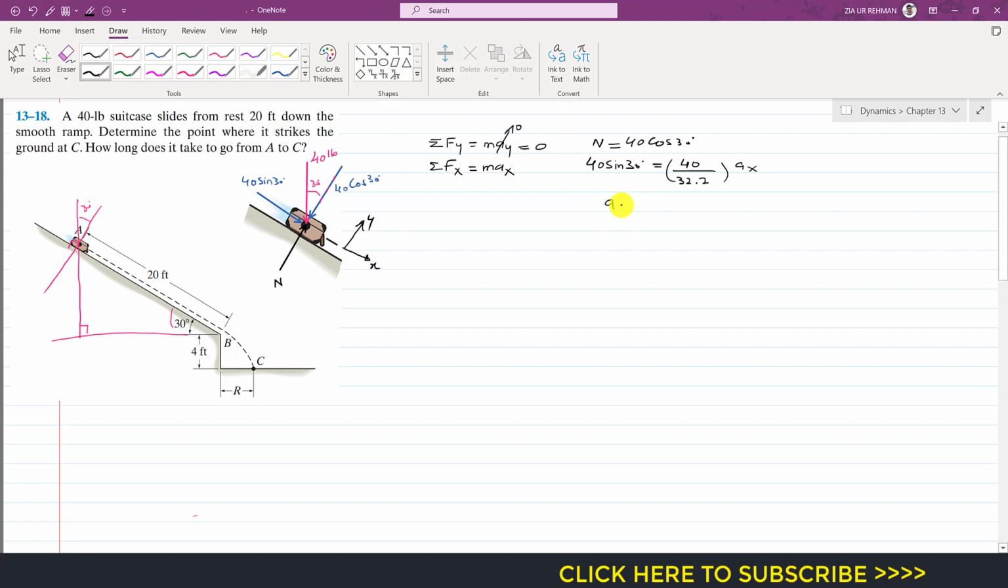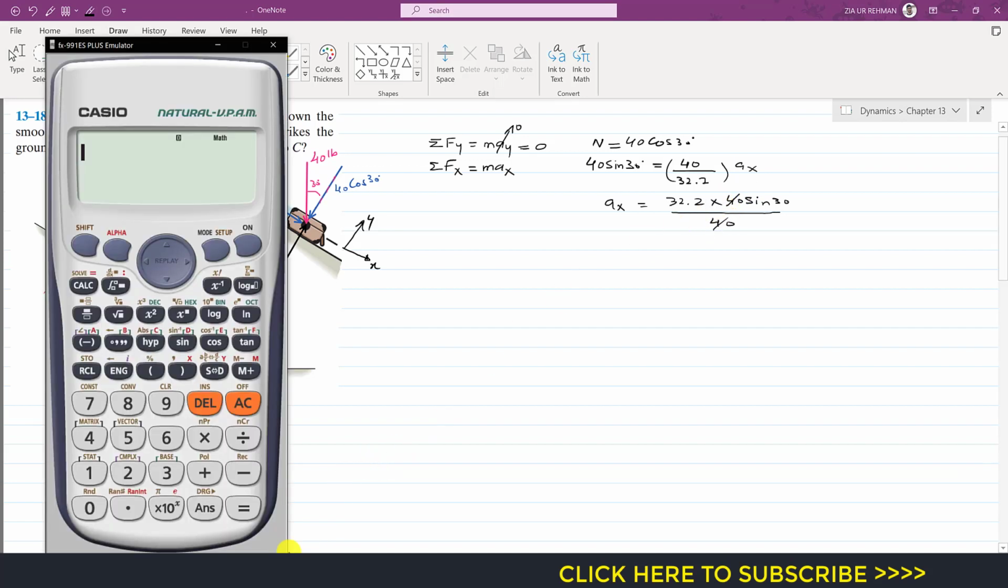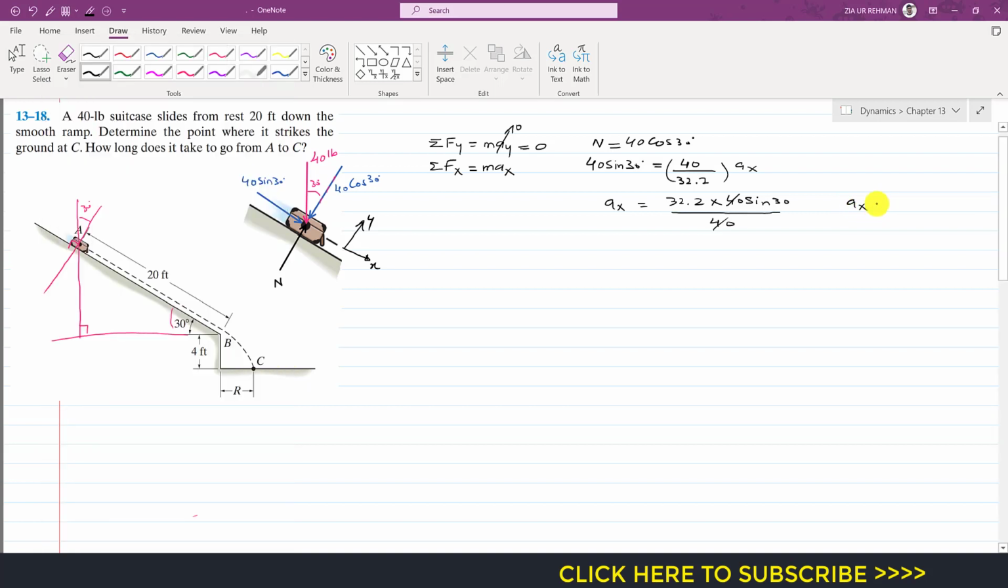From this we can write that a_x will be equal to, if we cross multiply, 32.2 into 40 sine of 30 divided by 40. So 40 will be cancelled out, and we will be left with 32.2 sine of 30. This is the acceleration of the briefcase along the positive x-axis. So a_x is equal to 16.1 feet per second squared.